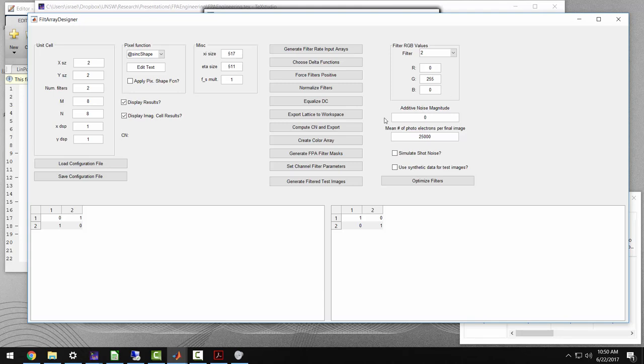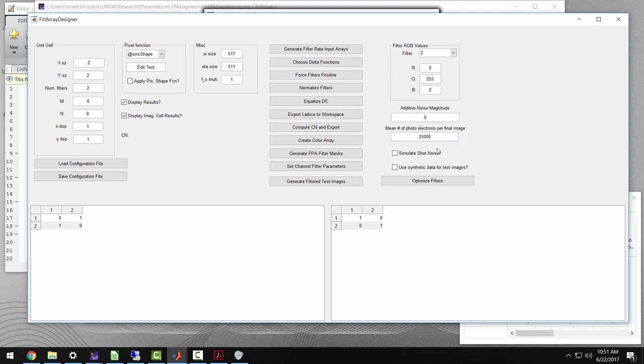Here we have reconstruction elements of the GUI to do image reconstruction. So we have an additive noise magnitude. This is modeling a sensor with some additive noise, and the noise is Gaussian white noise at the moment, and the magnitude of that noise is a percentage of the mean number of photoelectrons per image. So if you put 0.1 here, or 10%, and you get a mean of 25,000, you'll get a mean of 2,500 photoelectrons. That will be your additive Gaussian noise mean.